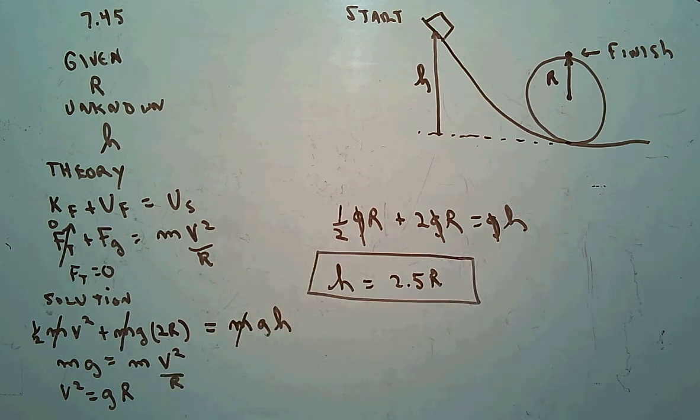Okay, so any height equal to that or greater would keep this object moving around the track so it wouldn't fall off at the top.